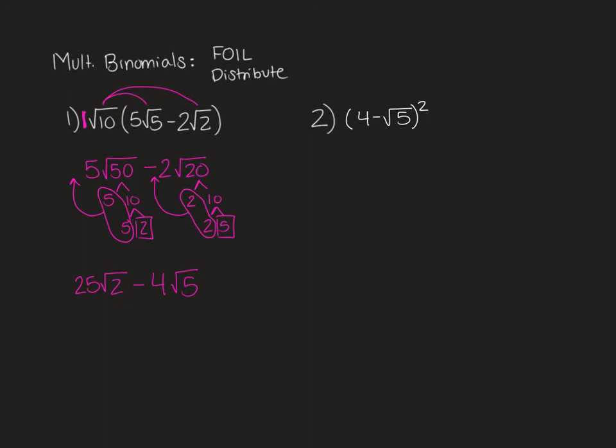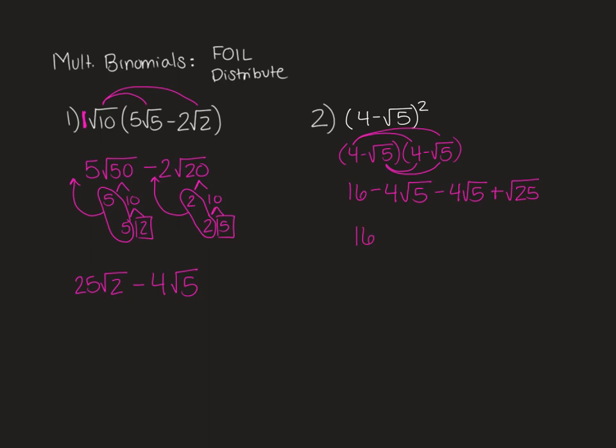Looking at number 2, we have 4 minus the square root of 5, squared. This squared means that we have 4 minus the square root of 5 times 4 minus the square root of 5. So we FOIL. 4 times 4 is 16. 4 times negative square root of 5 is going to be negative 4 square root of 5. Negative square root of 5 times 4, again, is negative 4 square root of 5. And then negative square root of 5 times a negative square root of 5 would be a positive. If I multiply the inside, I get 25.